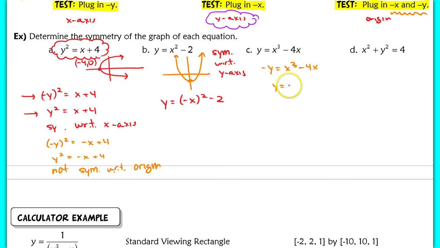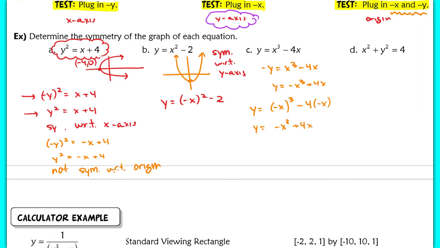And when we solve for y, we end up with an equation that is not the same. So it is not symmetric with respect to the x-axis. Okay, so no symmetry about the x-axis. Let's try now the y-axis. We plug in negative x here, and we end up with negative x cubed plus 4x. And once again, not the original equation. So far we have no symmetry.